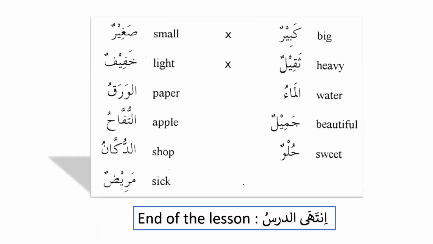And then in the end, inshallah, we have saghirun, small, kabirun, big, khafifun, light, thaqilun, heavy, al-waraqu, paper. The reason I'm going faster is because you know this already. Al-ma'u, water, at-tufahu, apple, jamilun, beautiful, ad-dukkanu, shop, sweet, and sick.